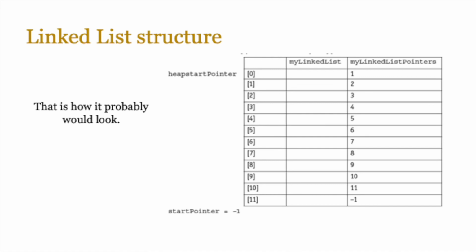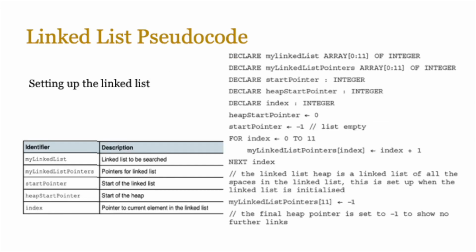Now this linked list structure will probably look like this. Your pointers on the right hand side based on the pseudocode we wrote, your heap pointers, and your start pointer at the beginning will be -1 because there's no value in the linked list. So make sure that you pause the video and get familiar with the pseudocode.